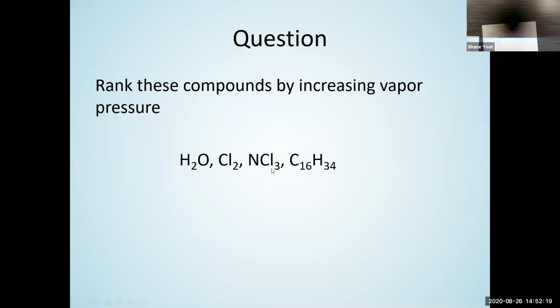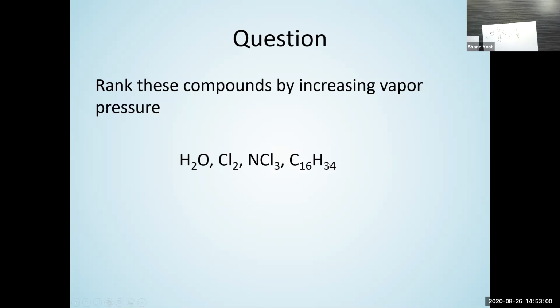And so NCl3 is going to have dipole-dipole interactions, and then C16H34 has just dispersion interactions. Anytime you see these big hydrocarbons with no oxygens or nitrogens floating around in them, it's just dispersion interactions. So H2O has the strongest intermolecular forces, lowest vapor pressure. Next is NCl3, with dipole-dipole interactions, which are stronger than dispersion. And then you have Cl2 and C16H34 that both have dispersion forces.